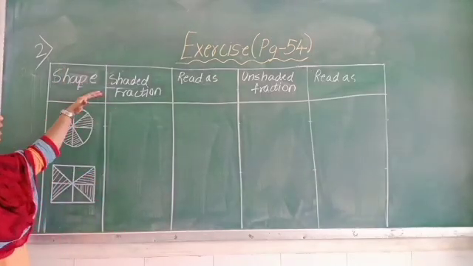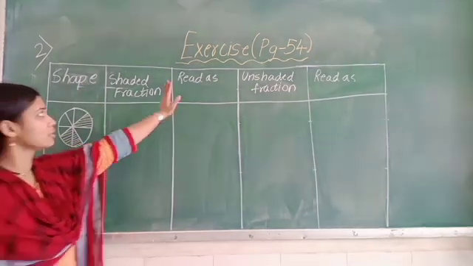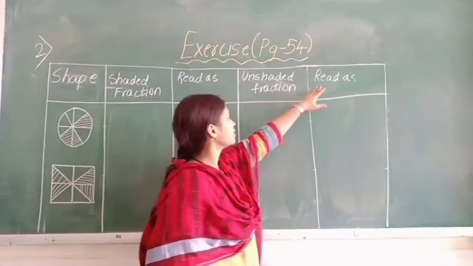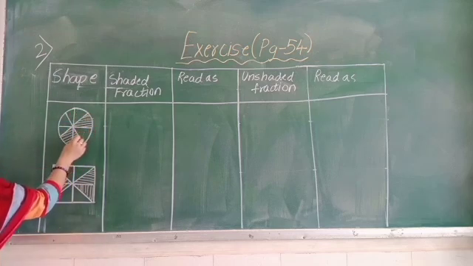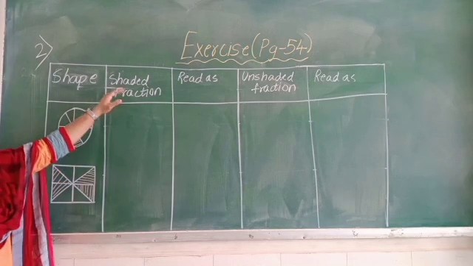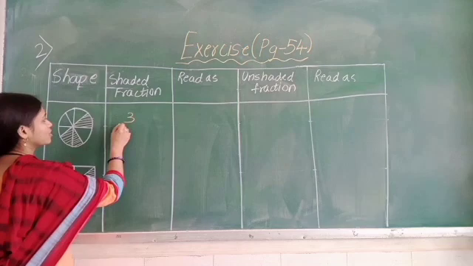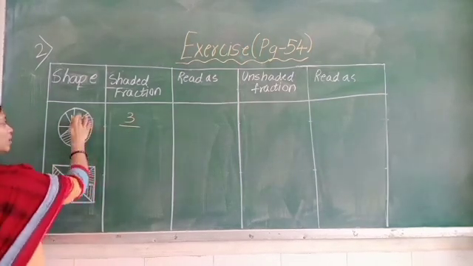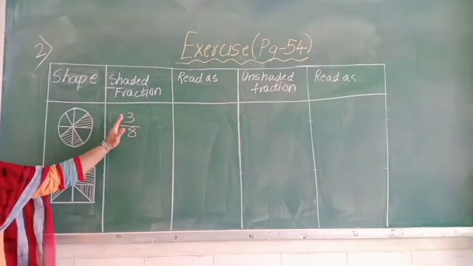Question number 2. Again one table is given in your textbook. First column shape we have, then shaded fraction, read as, unshaded fraction and read as. So let us see the first one. One circle is given and how many parts are there? 1, 2, 3, 4, 5, 6, 7, 8. Total 8 parts are there. And in the next column, what do we have to write? Shaded fraction. How many parts are shaded? 1, 2, 3. So here we will write 3 parts are shaded and how many total parts are there? 8 parts in total. So 3 upon 8. From 8 parts only 3 parts are shaded.